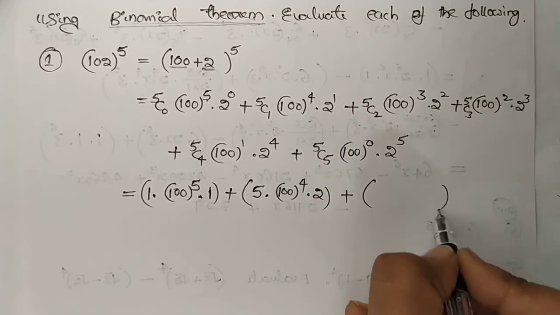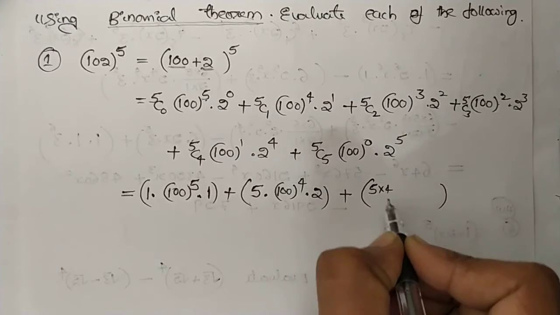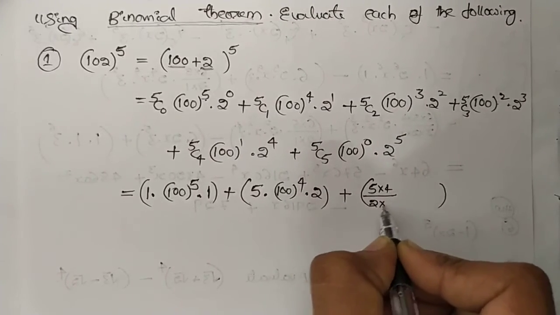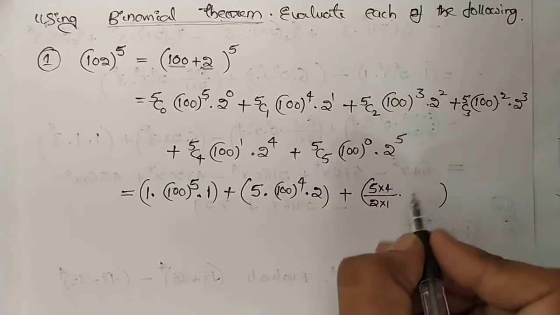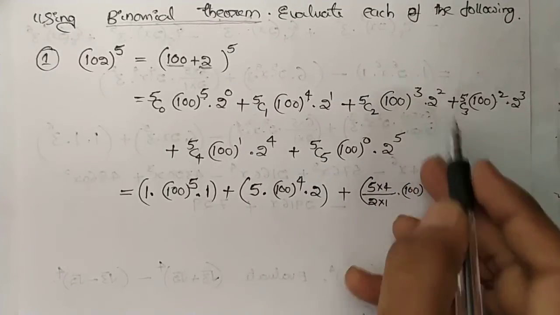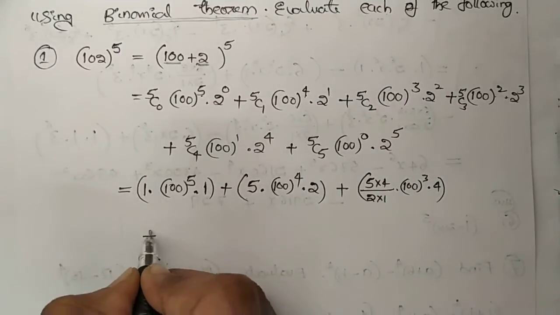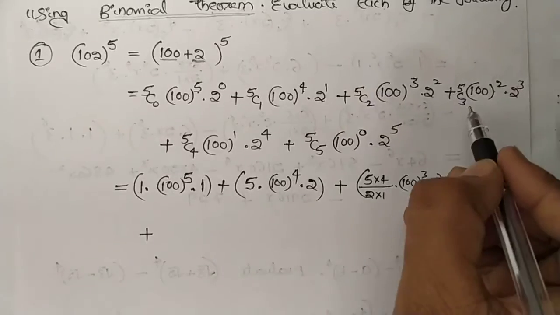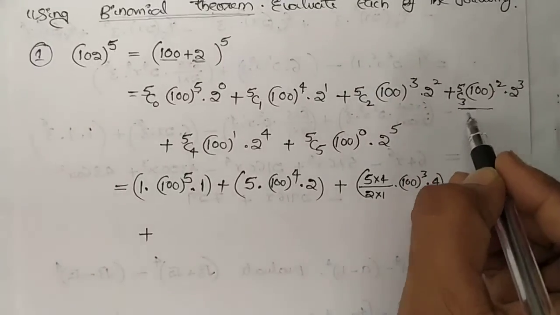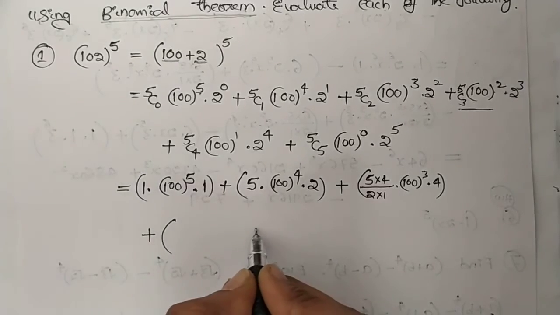How to simplify 5c2? 5 into 4 by 2 into 1, into 100 whole cube, into 2 square, which is 4. Plus, we need space, so this term I am writing in the next line: 5c3. How to simplify 5c3?